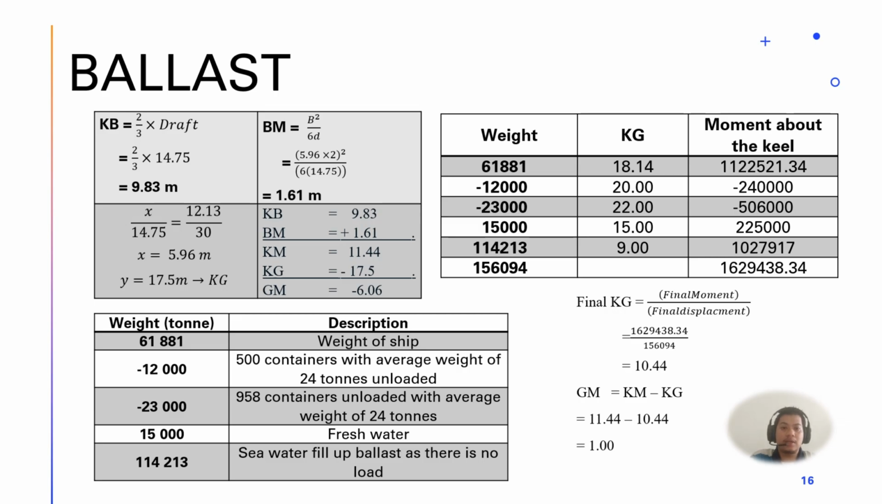Lastly, ballast. The passenger details the calculation for a ship in ballast condition. The KB and BM are calculated as 9.83 meters and 1.61 meters respectively, along with values of the KG and GM. The weight, KG and moment about the keel of each component are given. The final KG and GM are calculated as 10.44 and 1.00 respectively.